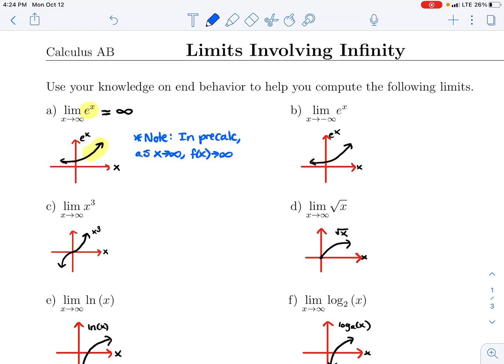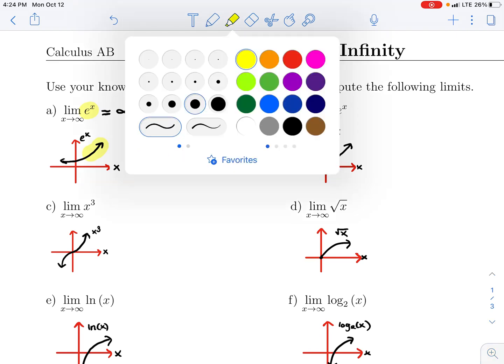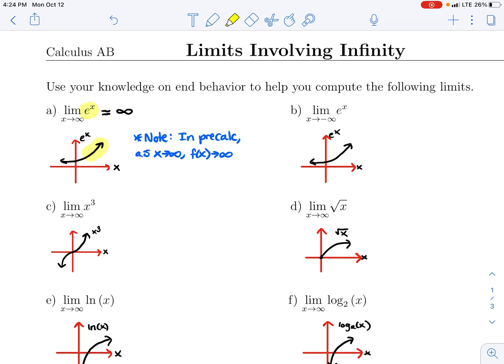Okay, how about in the next one, looking at part B here, I have the same function, but now I'm asking you what's happening to my function as x approaches negative infinity. And so here you want to look at to the left here where you have negative x values, and you want to see what's happening to your graph. Okay, what is happening as x approaches negative infinity? I see that my function is getting closer and closer to the x-axis, or in other words, my function is getting closer and closer to 0. And so I would say that the limit as x approaches negative infinity of e to the x is equal to 0.